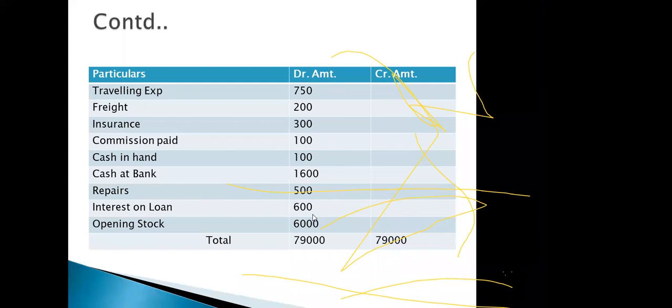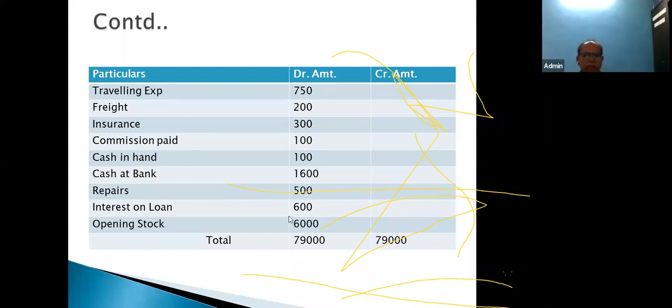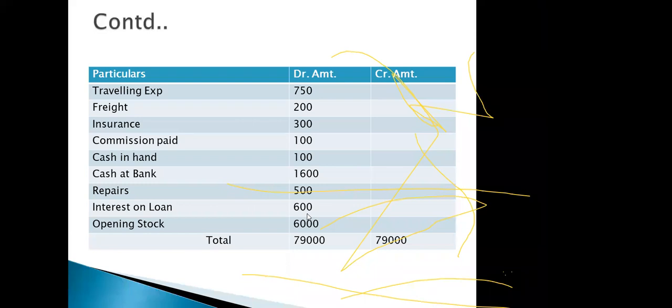Interest received is income, and if it is mentioned on the credit side, then it will be income. So have they mentioned it on the credit side? They have mentioned interest on loan on the debit side. So it is our expense. Any doubt? Yes, please. Any doubt?